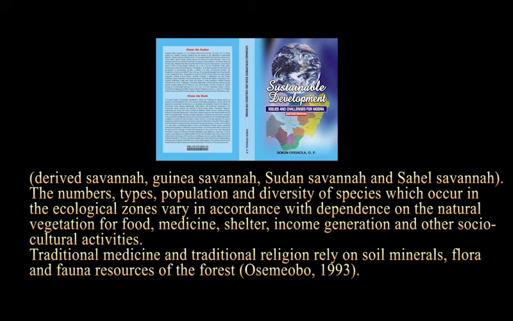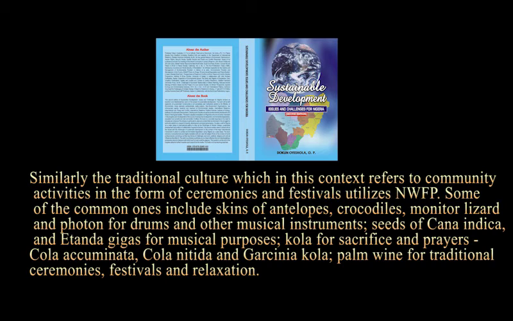Traditional medicine and traditional religion rely on soil minerals, flora and fauna resources of the forest. Osmiobo, 1993. Similarly, the traditional culture, which in this context refers to community activities in the form of ceremonies and festivals, utilizes NWFP. Some of the common ones include skins of antelopes, crocodiles, monitor lizard and python for drums and other musical instruments, seeds of Canna indica and Entada gigas for musical purposes, cola for sacrifice and prayers, Cola acuminata, Cola nitida and Garcinia cola, and palm wine for traditional ceremonies, festivals and relaxation.